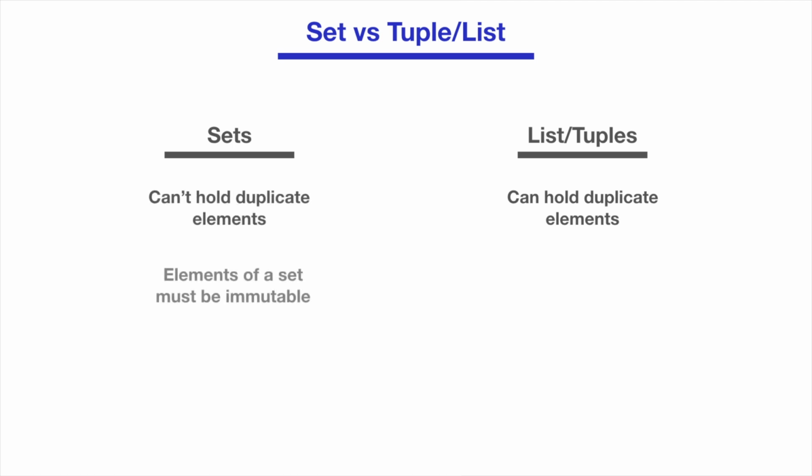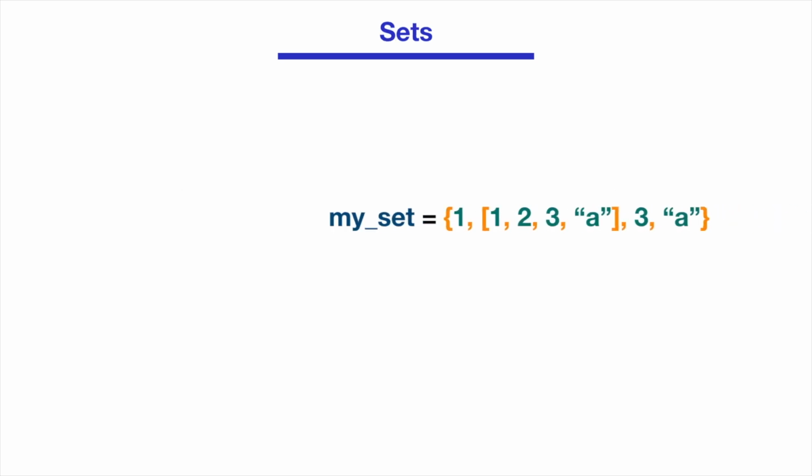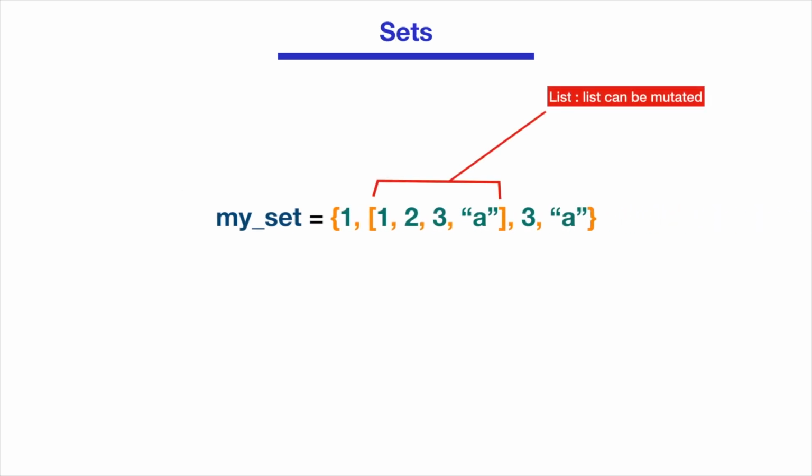Another difference between sets and tuples or lists is that elements of a set must be immutable, which means they can't be changed or mutated. This means a list can't be in a set, because you can mutate the elements of a list. But a tuple, on the other hand, can't be mutated, so a tuple can be inside a set.